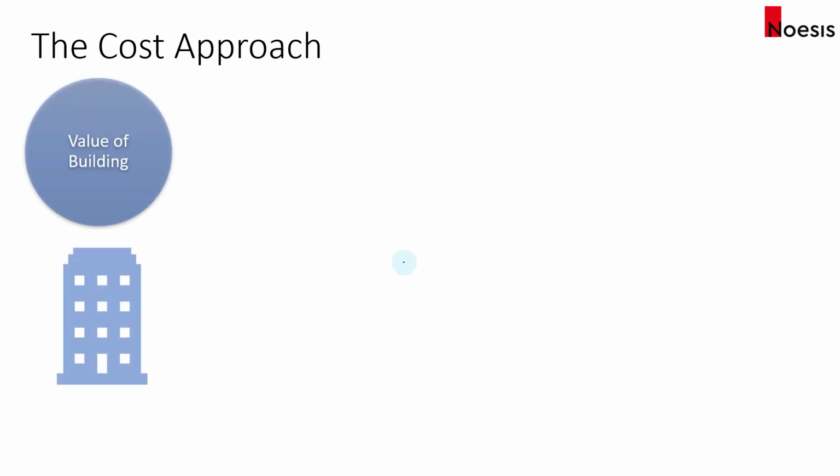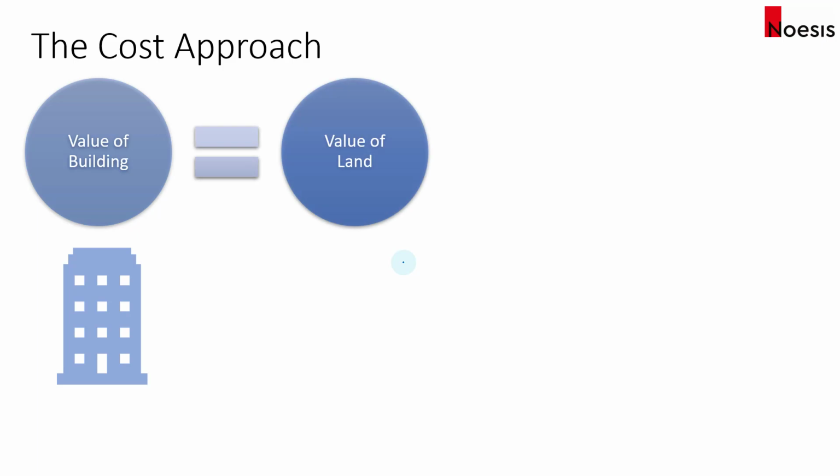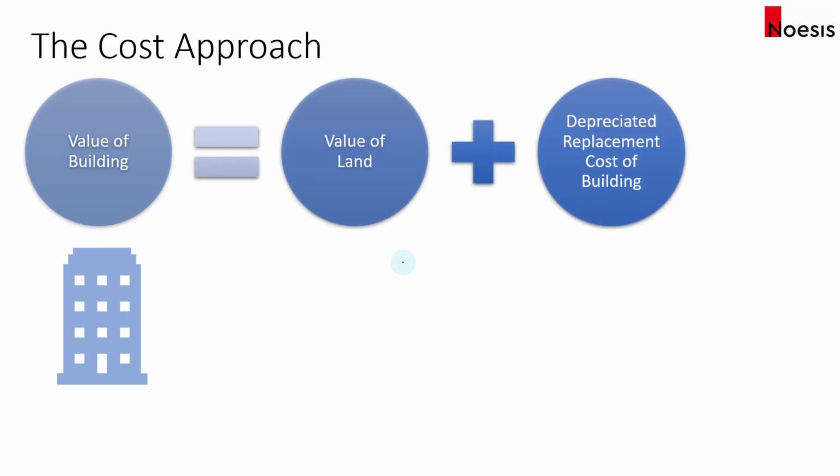The cost approach is typically used for unusual properties or those properties with specialized use for which market comparables are difficult to obtain. Under the cost approach, the value of the building is equal to the value of the land plus the depreciated replacement cost of the building. To get the depreciated replacement cost, we will begin by estimating the replacement cost of the building, which includes the developer's profits. So this replacement cost is assuming that we are reconstructing the building and it's a brand new building.